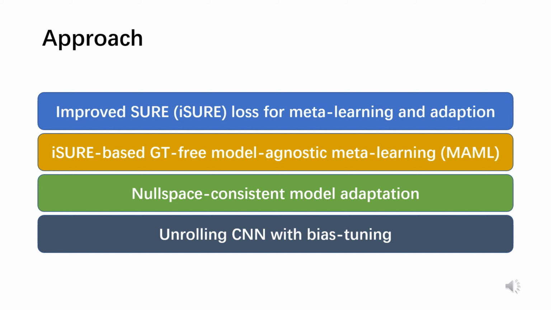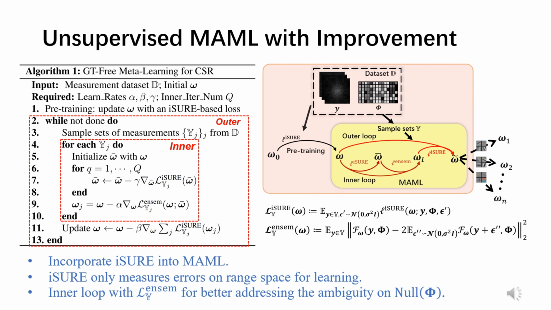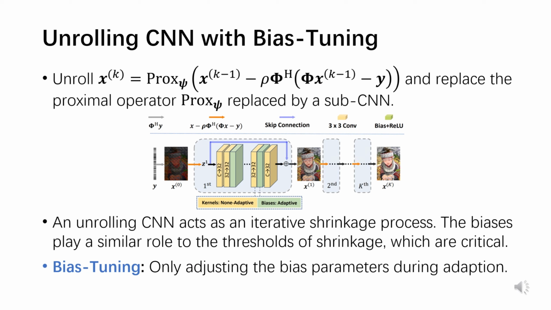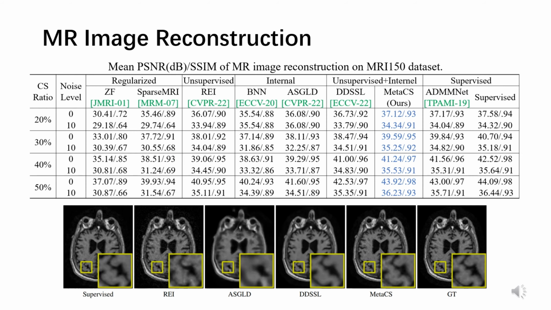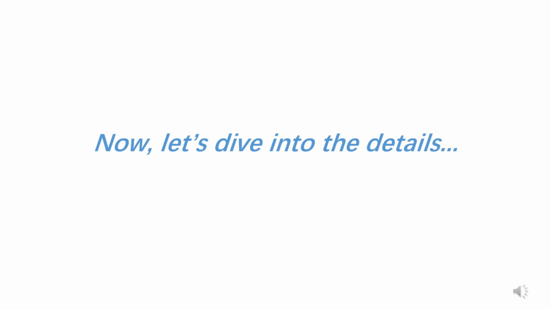Also, we investigate new NN design for improvement, including an iSure loss for meta-learning and adaptation, which allows efficient noise-resistant range space learning, an iSure-based unsupervised MAML scheme with an ensemble-based inner loop for better null space learning, and a bias tuning scheme for unrolling CNNs, which significantly reduces the parameter number in adaptation. The effectiveness of our method is demonstrated on MRI and natural image reconstruction. Now, let's dive into the details.